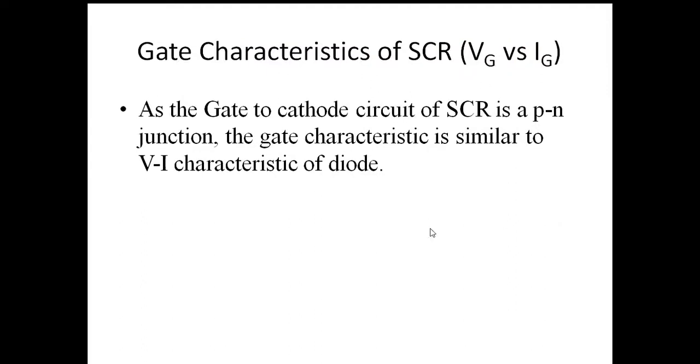So the gate characteristics will be the representation of gate voltage with respect to gate current. Here this gate characteristics will be similar to a PN junction diode, but the axes will be interchanged.